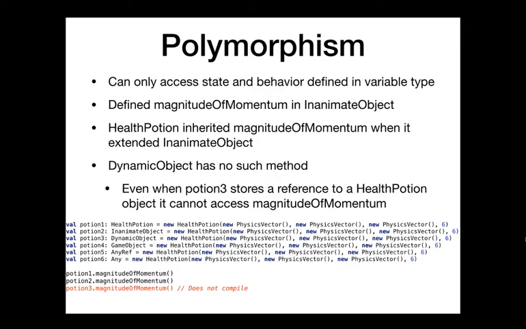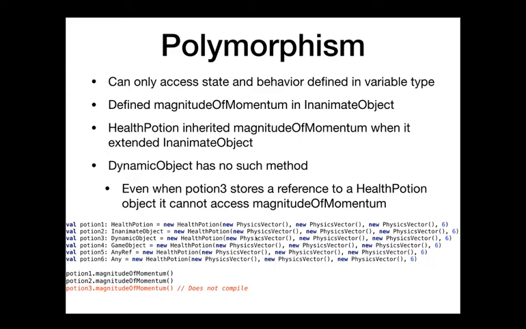So recall that in the InanimateObject class, we added this method named magnitudeOfMomentum. We added that to the InanimateObject class, and then our Ball and HealthPotion classes inherited that behavior, inherited that method, so they have that magnitudeOfMomentum method. So when I have a HealthPotion and I'm storing it in a variable of type HealthPotion, I have all of the functionality for a HealthPotion. I can call magnitudeOfMomentum through that potion. If I store a HealthPotion in a variable of type InanimateObject, potion2 in this example, I can call magnitudeOfMomentum. magnitudeOfMomentum is defined in the InanimateObject class.